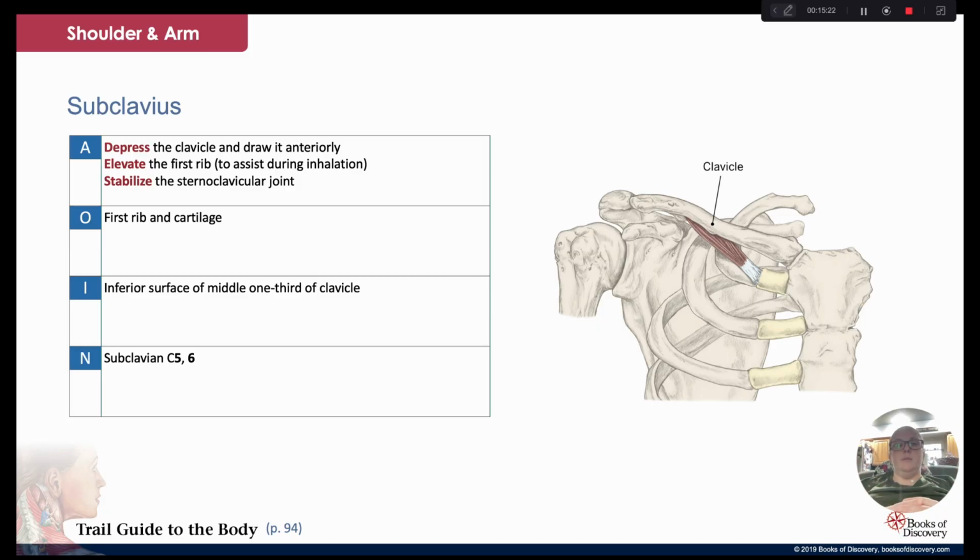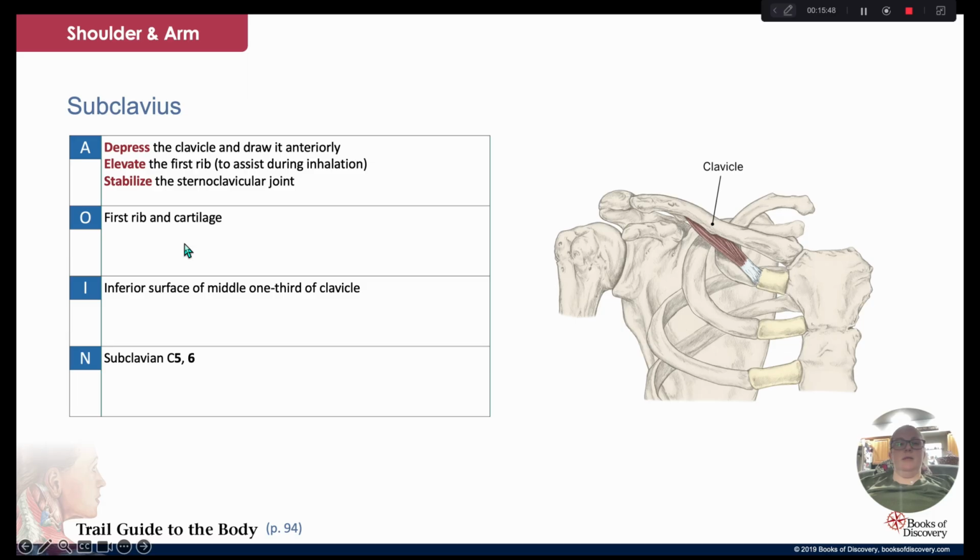Also will stabilize your sternoclavicular joint. So where your sternum, here you go, sternum, and your clavicle joint, right in here, it'll help stabilize that joint so that there isn't dysfunction. Because that's not a joint like you would think of in your shoulder or your fingers. That joint isn't moving a whole lot, so you want to keep it stable so that you don't have issues with that.